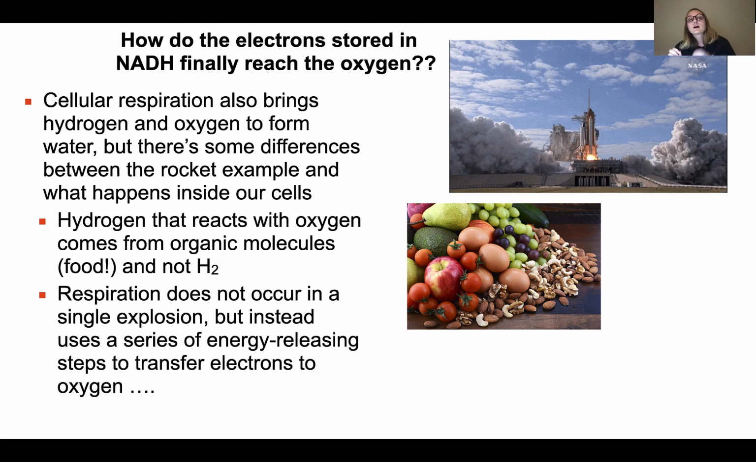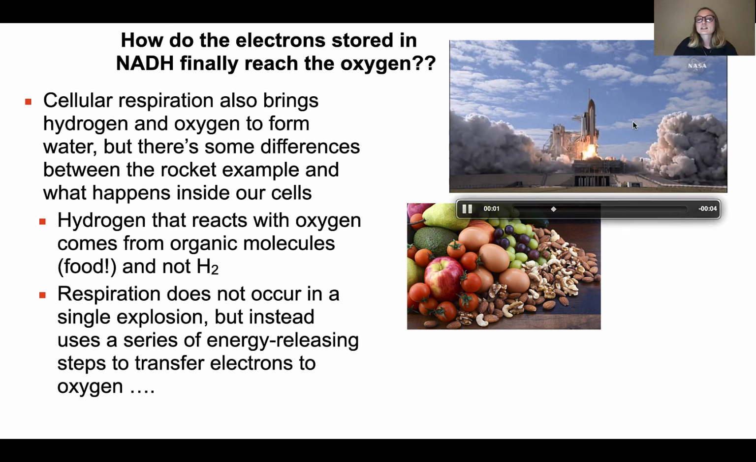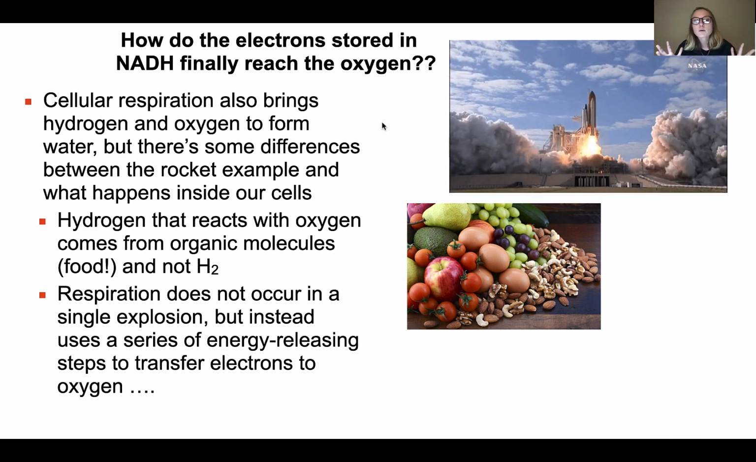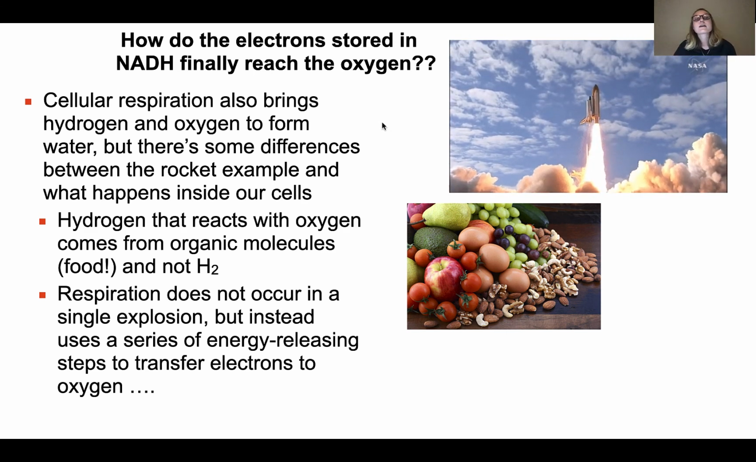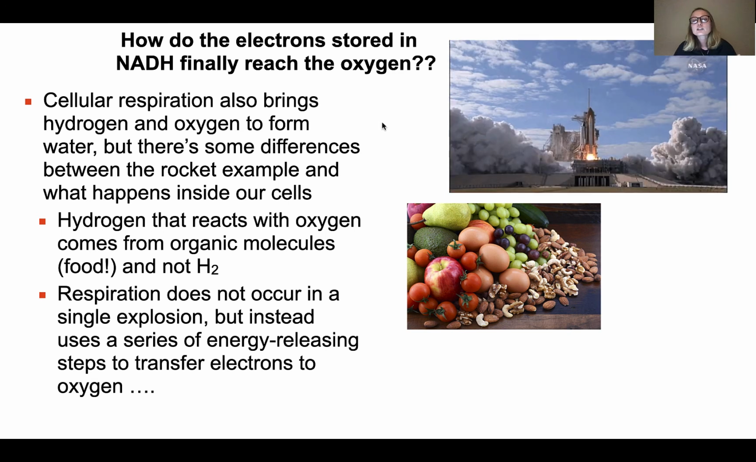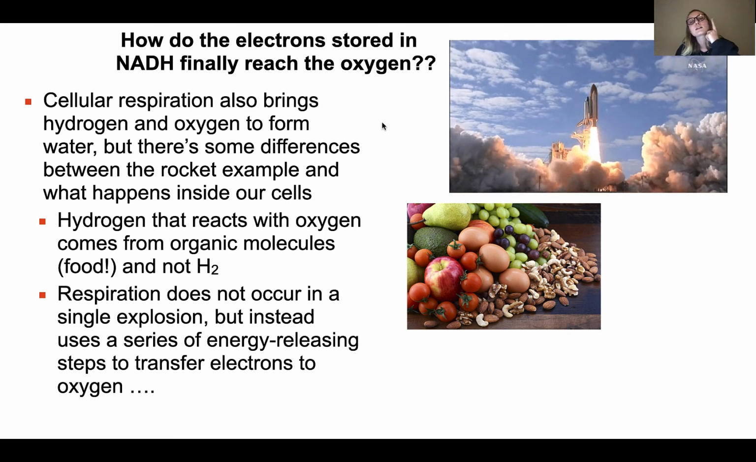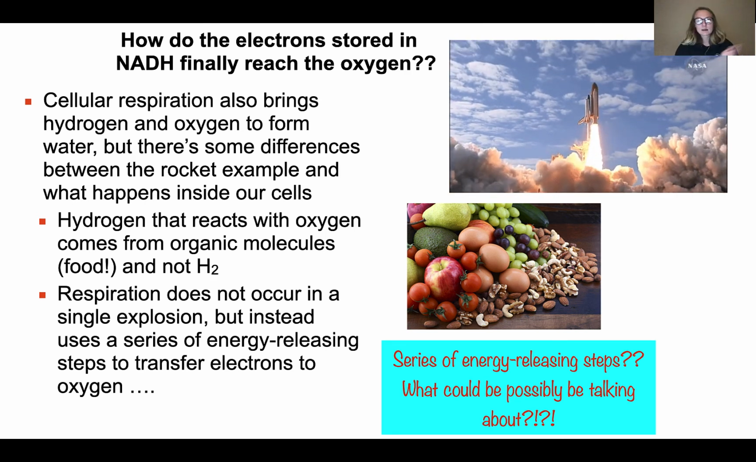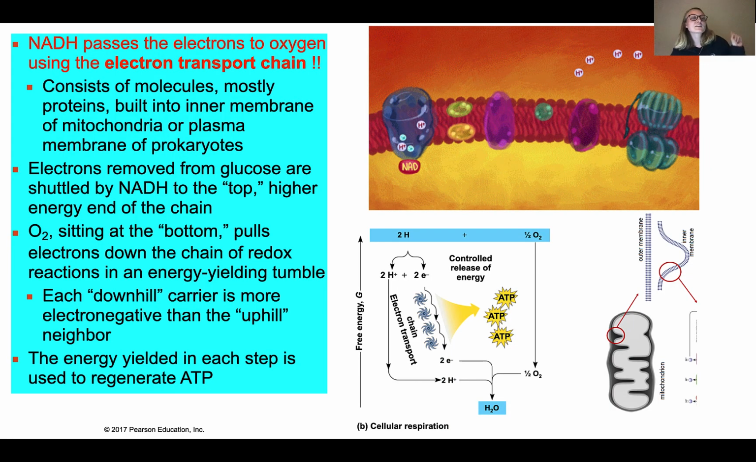Well, cellular respiration also brings hydrogen and oxygen together to form water, but there are some differences, of course, between the rocket example and what's actually happening inside of our cells. The hydrogen that reacts with the oxygen comes from our food and not from hydrogen gas. And respiration doesn't occur in a single explosion, but instead uses a series of energy releasing steps to transfer the electrons to oxygen. A series of energy releasing steps? What are we possibly talking about? If you said the electron transport chain, then you guessed it. So our NADH electron carrier is going to pass those electrons to oxygen through the electron transport chain.